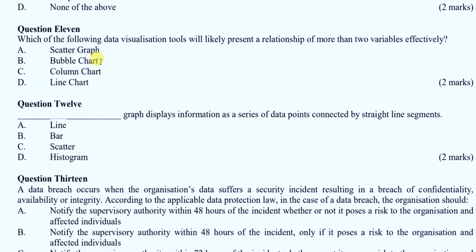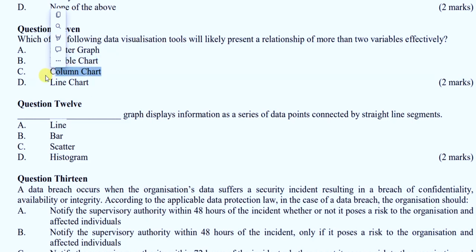Then we have a bubble chart. A bubble chart is a type of chart that is used to display data with three variables, more than two variables. It consists of a set of points plotted on a two-dimensional chart, with each data point represented as a circle or a bubble. The position of a bubble on the chart represents the values of the variables, and the size of the bubble can be used to represent an additional variable. So therefore, candidates, bubble charts are particularly effective at showing relationships with more than two variables. So the answer here is bubble chart.